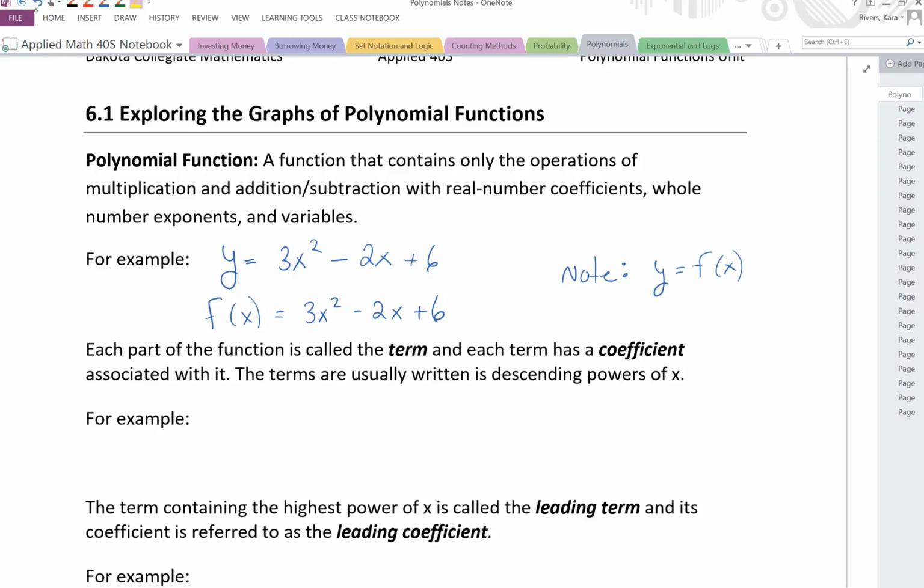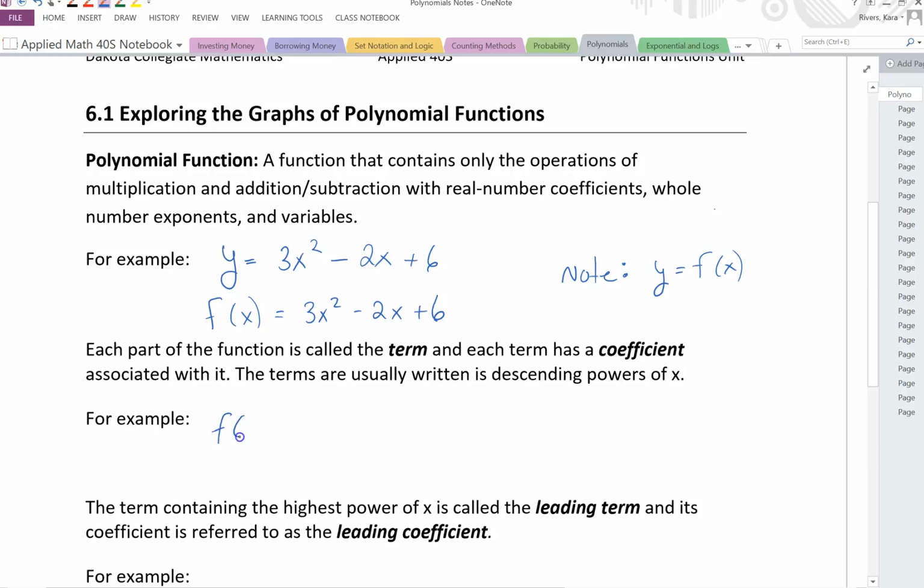And the terms are usually written as descending powers of x, which means if I start with an x squared, then I've got an x and a plain number. Now, does it have to have an x squared and an x? No. This would also be a polynomial function if I had 3x squared plus 6. It doesn't have to have every term in it. It doesn't have to have every descending power, but it always starts with the highest, and then it goes down from there.